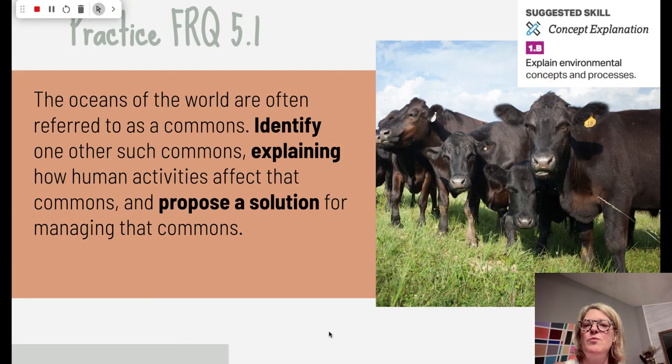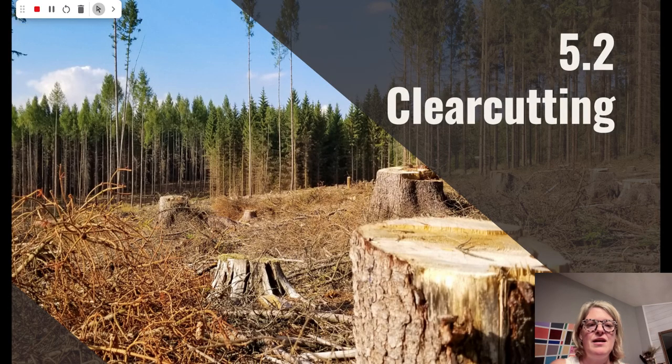Okay, so we're moving on to your practice FRQ for 5.1. The oceans of the world are often referred to as a commons. Identify one other such commons and explain how human activities affect those commons, and propose a solution for managing the commons that you reference.